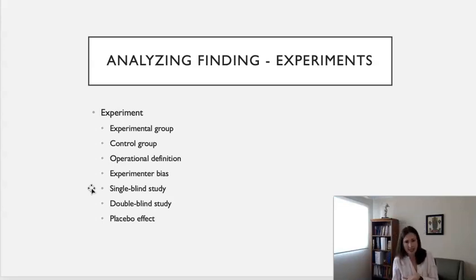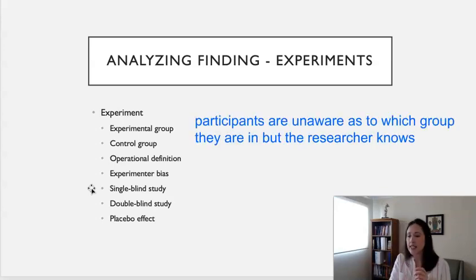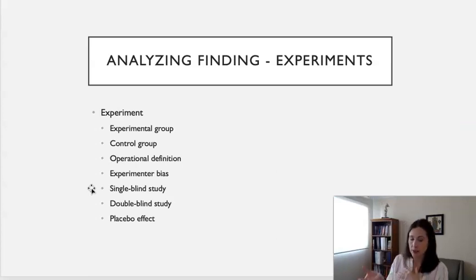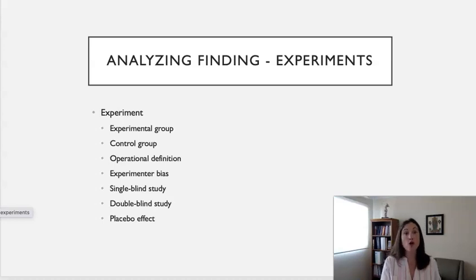You can have a single blind study. A single blind study is when the participants don't know what group they're in. The participants don't know if they are in the experimental group or they're in the control group. For example, if you're doing a procedure, trying out a medicine, the people in the experimental group get the medicine, the people in the control group get a placebo. They get like a sugar pill. So neither group knows if they're getting the real thing or a fake thing. That's a single blind study.